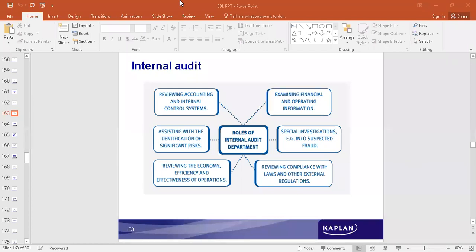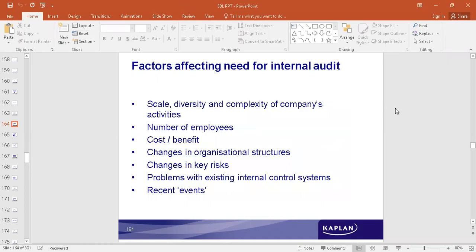There is an audit committee or internal audit function taken up in the organization. So also to ensure that there is value derived from this particular function, internal audit function, value for money in terms of the three E's. It would be looking into that. Then examining the financial and operational information, and any kind of special investigation if it is needed is taken up. Then reviewing that the organization complies with all the rules and regulations.